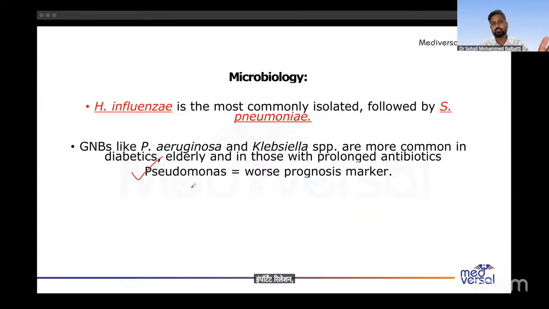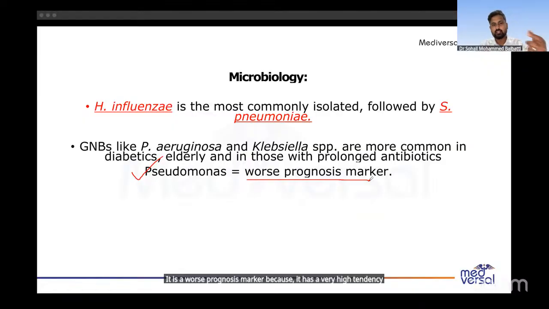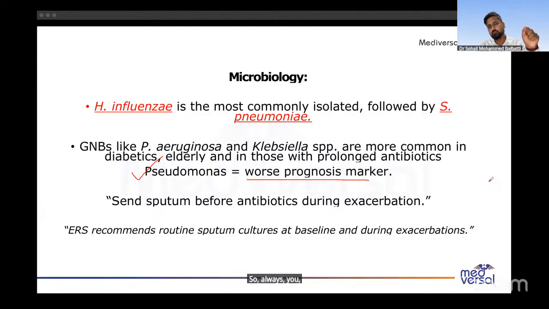When you see Pseudomonas in a bronchiectatic sputum, it is a worse prognosis marker because it has a very high tendency of persisting inside the lung with the help of formation of biofilm, which helps it to persist and have antibiotic resistance. So Pseudomonas presence in the sputum of a bronchiectatic patient is considered a worse prognosis marker. So always you have to send sputum before initiation of antibiotic during exacerbation.